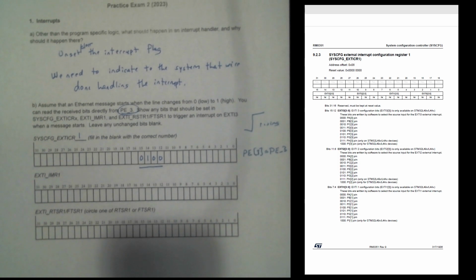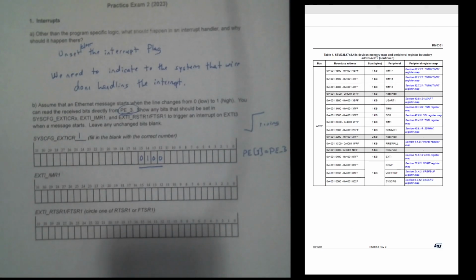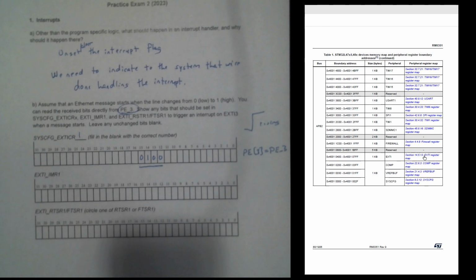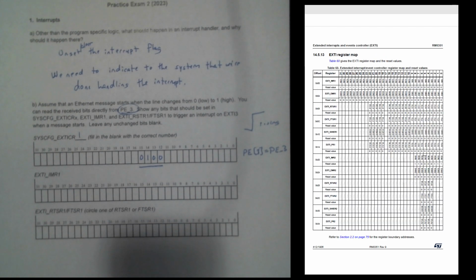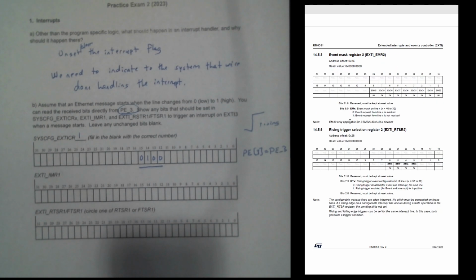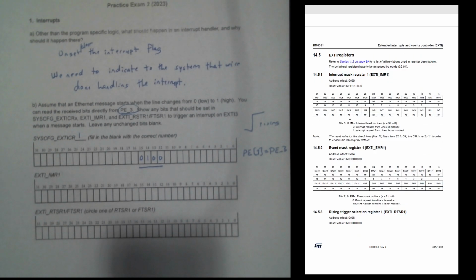Next, we need to look at EXTI. Again, I'm going to go back to page 80, which is where we initially found SYSCFG, and EXTI is not far away. It's right up here. So we'll click on that and look at what EXTI_IMR1, EXTI_RTSR1 and FTSR1 look like. I'm going to scroll up until we find the actual description of this. We know that EXTI_IMR1 is the interrupt mask. It says interrupt request from line x is masked, or interrupt request from line x is not masked.